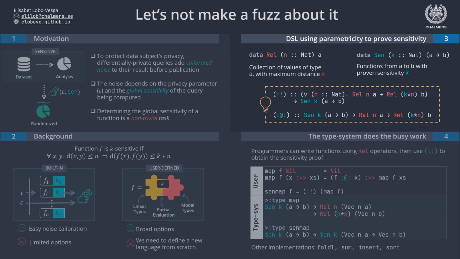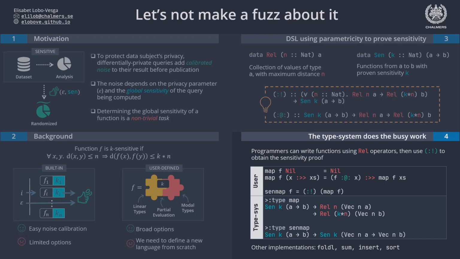Okay, so how do we use them? The idea is that the user writes their functions using Rel operators, meaning that they should be dealing with relational values, and when a sensitivity proof is required, the user can just pass the function as an argument to bang and see if it type checks. If so, we have our proof. Let's check a concrete example.